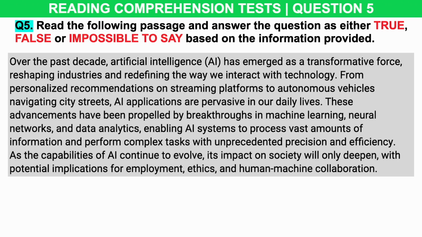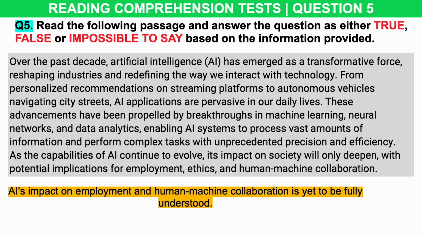From personalized recommendations on streaming platforms to autonomous vehicles navigating city streets, AI applications are pervasive in our daily lives. These advancements have been propelled by breakthroughs in machine learning, neural networks, and data analytics, enabling AI systems to process vast amounts of information and perform complex tasks with unprecedented precision and efficiency. As the capabilities of AI continue to evolve, its impact on society will only deepen, with potential implications for employment, ethics, and human-machine collaboration. Now, here is the statement based on that passage.